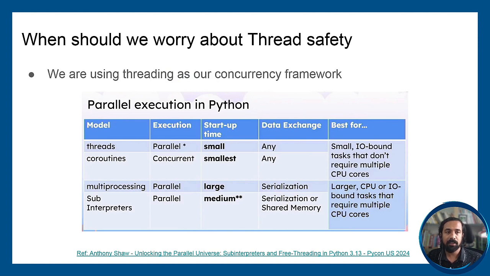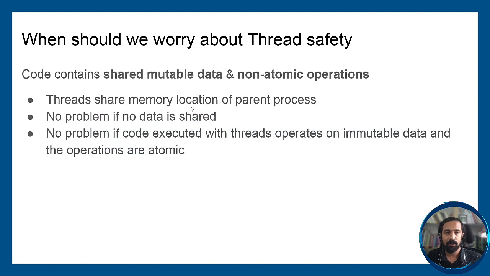Then let's take a look into when we should worry about thread safety. We have multiple concurrency frameworks in Python. So this is an image taken from Anthony Shaw's talk in PyCon US 2024. These are the different concurrency frameworks. We can either use threading, coroutines, multiprocessing, or sub-interpreters. So the concept of thread safety happens when we are using multi-threading or threading as the concurrency framework.